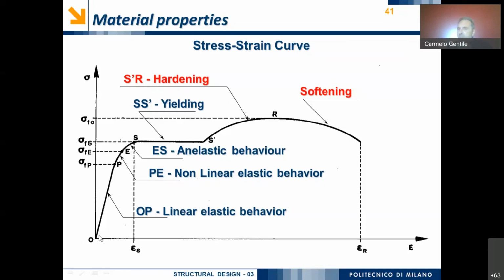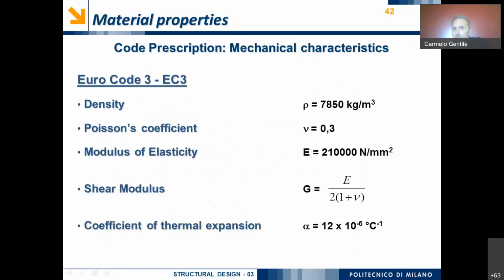Generally, we approximate the behavior of the material as an elastic, ideally plastic behavior, as we have already observed. Of course, there are some parameters characterizing the behavior of the steel. For example, the density of the steel is 7,850 kilonewton per cubic meter. The Poisson coefficient is equal to 0.3. The modulus of elasticity is 210,000 Newton per square millimeter.